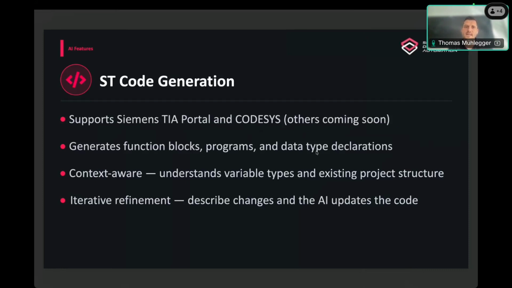And you can easily iterate, as we have seen. The Factory Operator comes back with a suggestion, and then you can iterate through and say, hey, I want to do this and this change. And when it really fits your needs, you can apply to the IDE, and it automatically goes back to Siemens TIA Portal in our case.